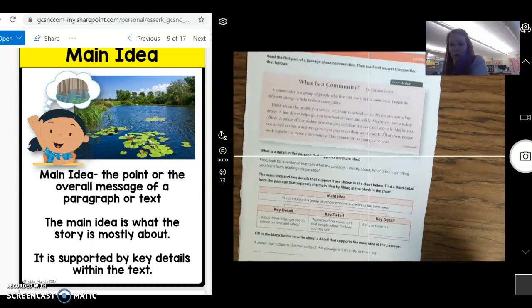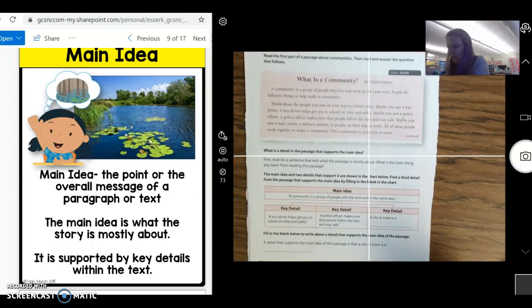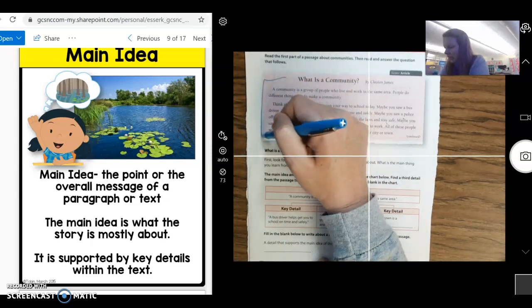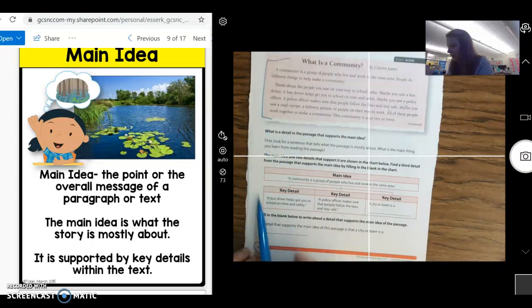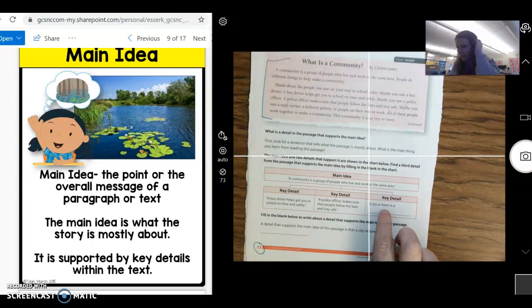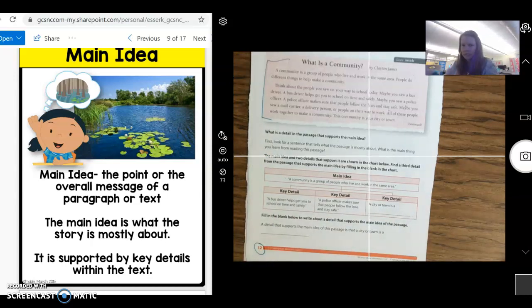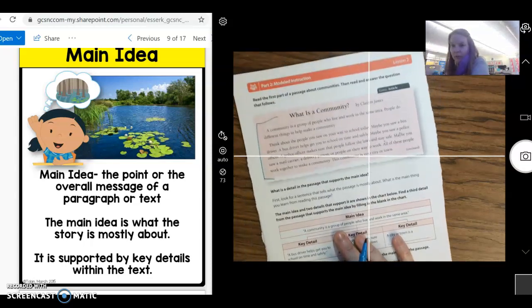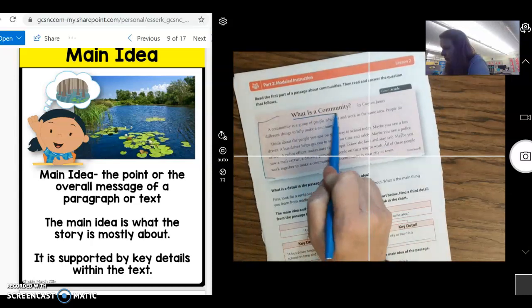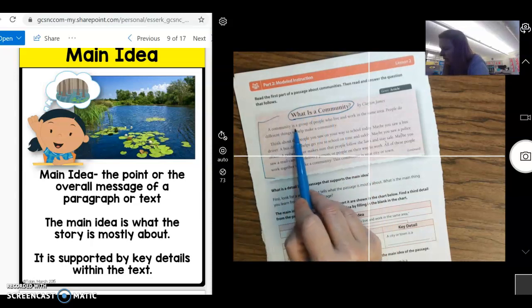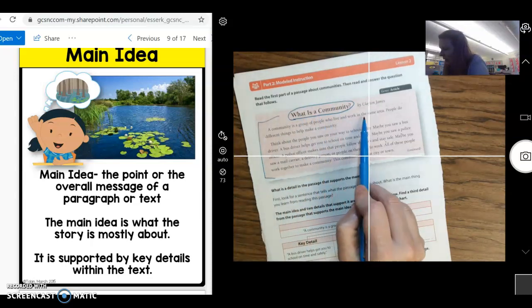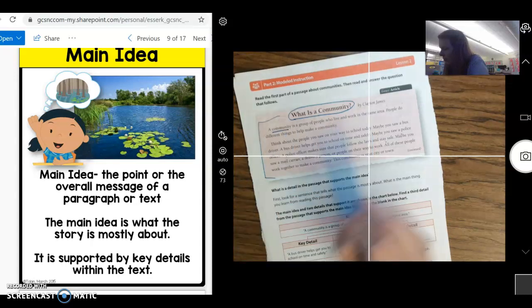What I want you to do is pause the video. You're going to read this in your head, and then come down, read all of this, and finish this sentence. You're going to fill in that key detail and finish the sentence, and then we'll check our work. All right, let's see how you did. The first thing we're going to do is read the story. What is a community? Hopefully you underlined or circled that. A community is a group of people who live and work in the same area. So it gave us the definition of a community.